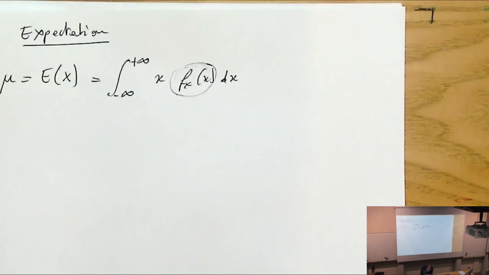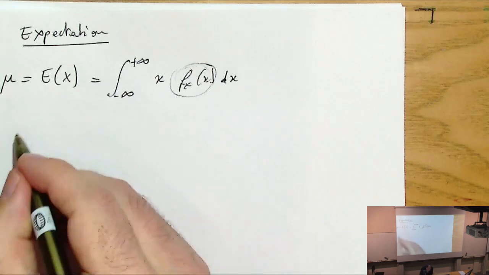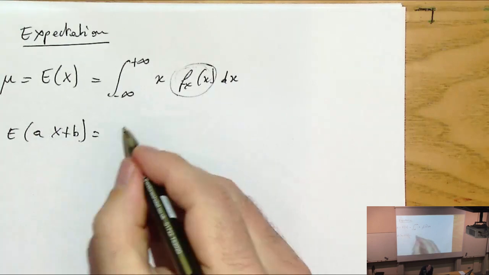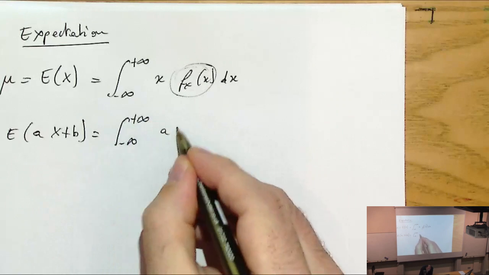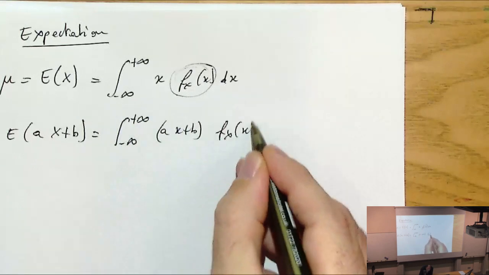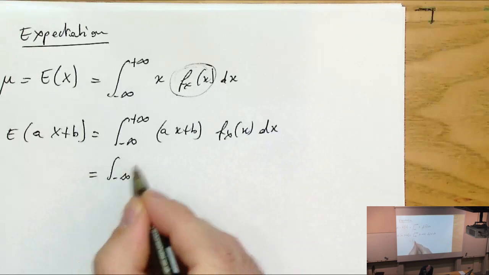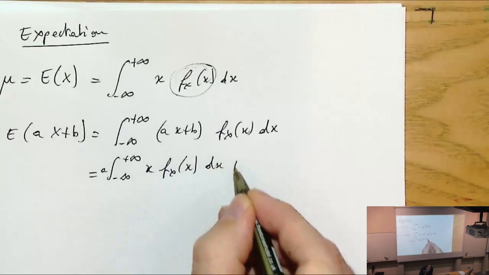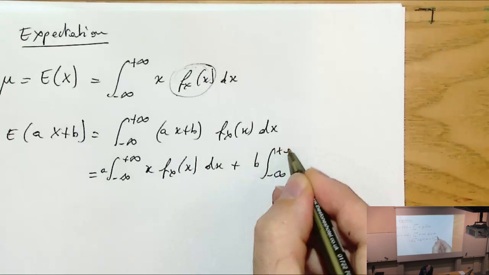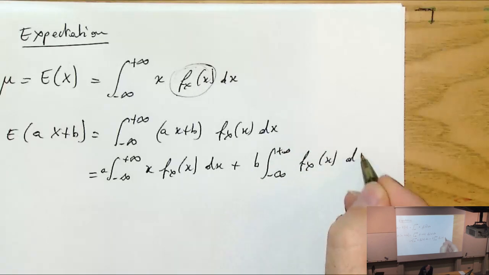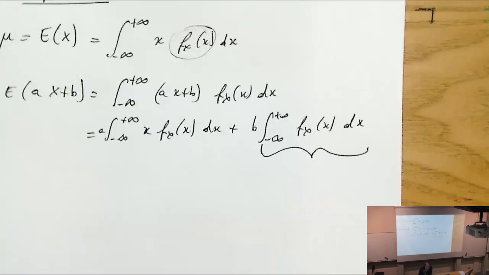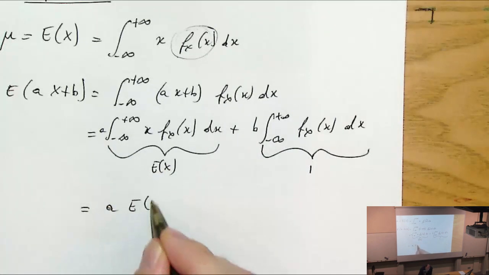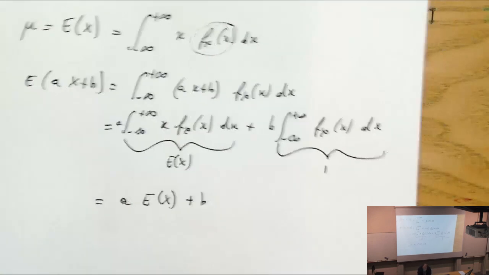Right, so if you have the expectation of aX plus b, what we get is the integral between minus infinity and plus infinity of (ax plus b) multiplied by the probability density function. So that's ax multiplied by the probability density function plus b multiplied by the probability density function. I integrate over x. What is this quantity? 1, and this is the expectation of X. So you get exactly the same as what we had earlier on with discrete random variables.